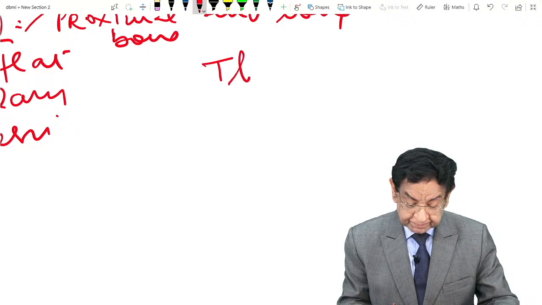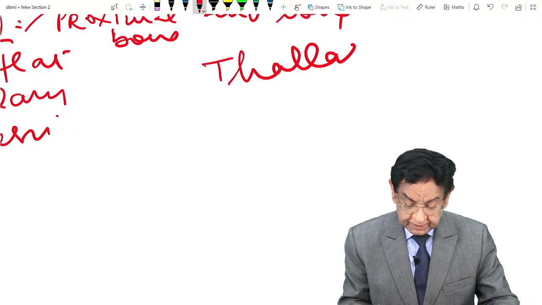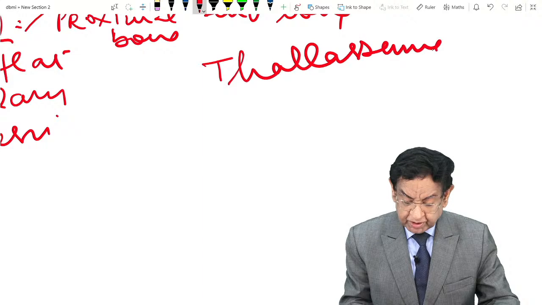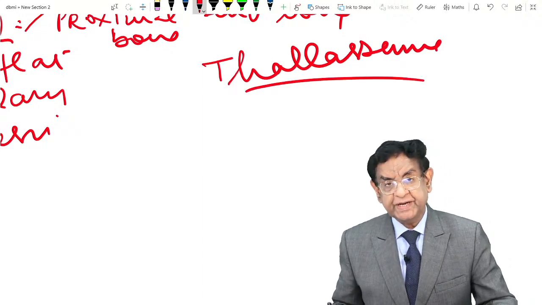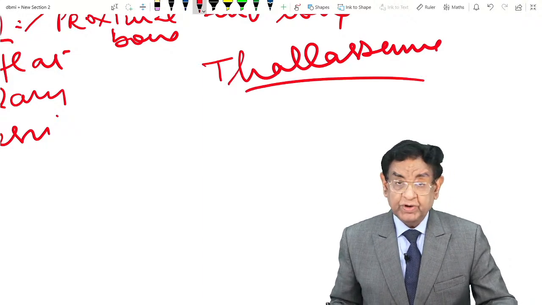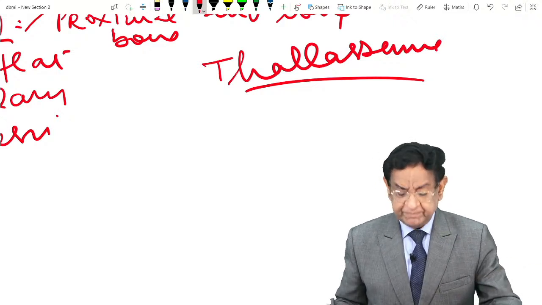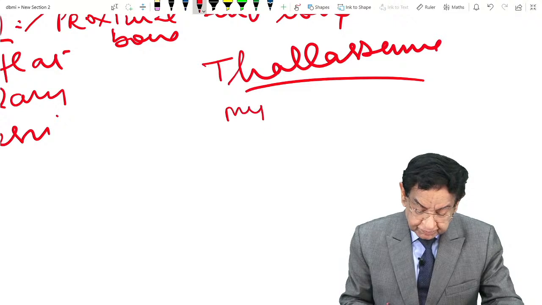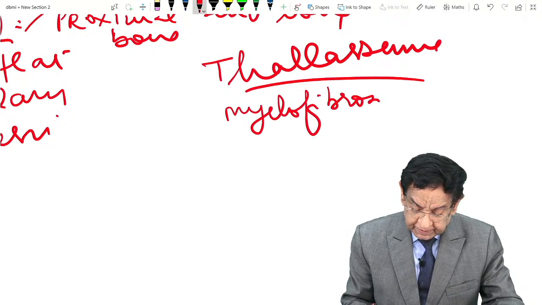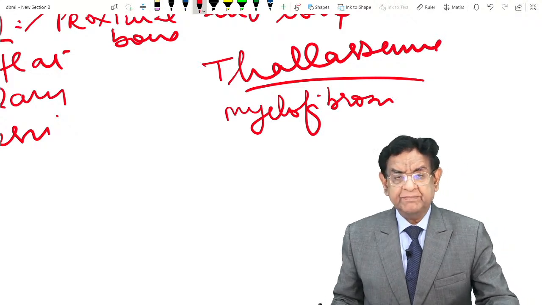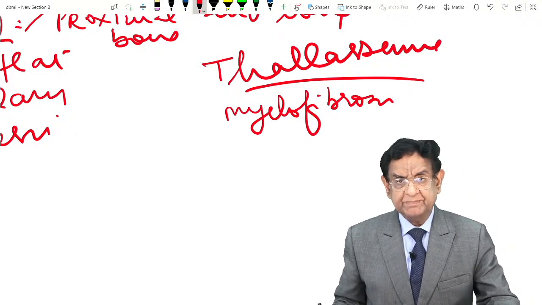Thalassemia is a very common cause of extramedullary hemopoiesis. This can occur. Another condition where this can happen is myelofibrosis. In myelofibrosis, extramedullary hemopoiesis can also be there.